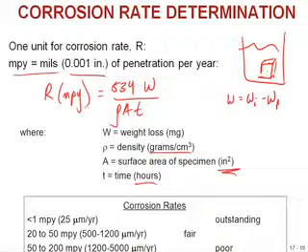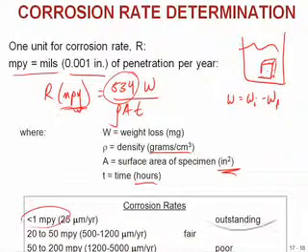Okay, and what this does is a weight per unit area per unit time. The density turns it into a depth per unit time. This 534 just allows these units to cancel out. So you get all these weird units combining, and they end up with mils, or thousandths of an inch, per year. And if it's less than a mil per year, that's generally considered to be a good corrosion rate, or a very good corrosion rate.